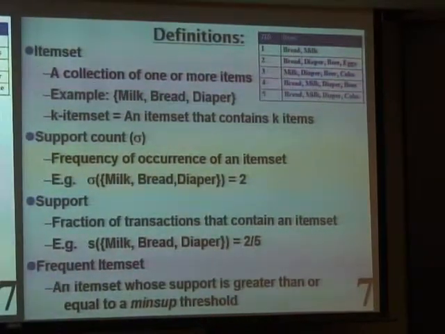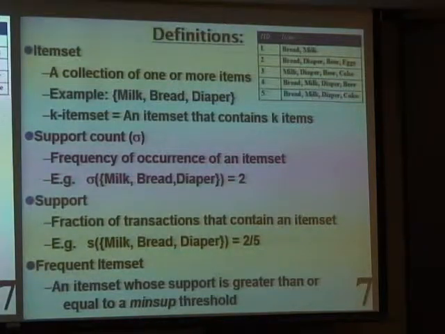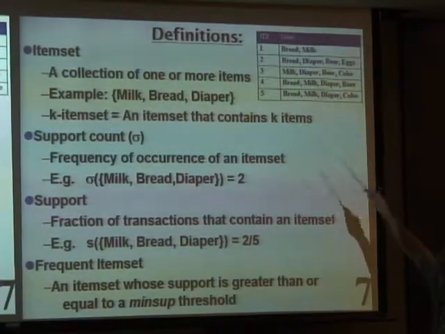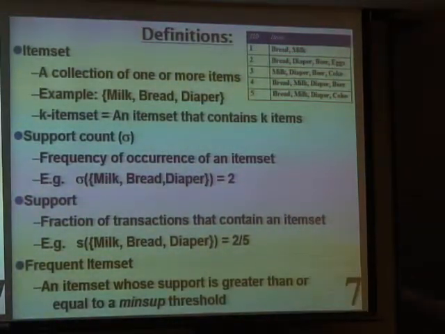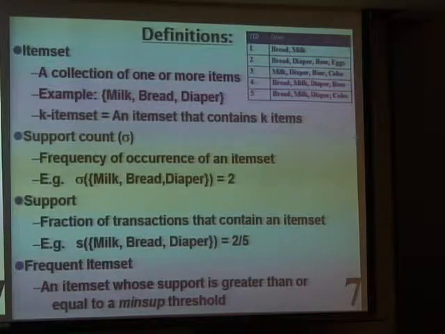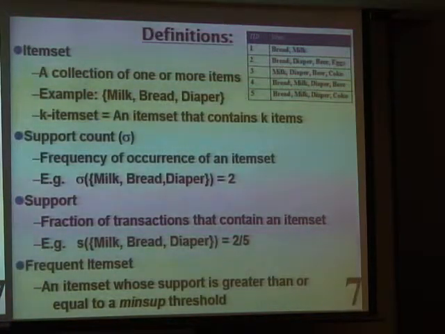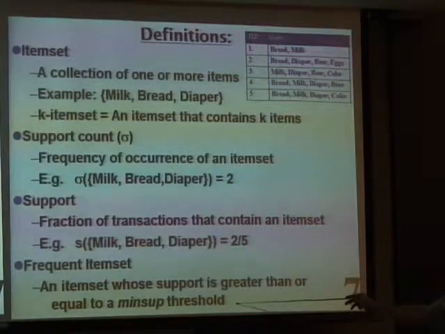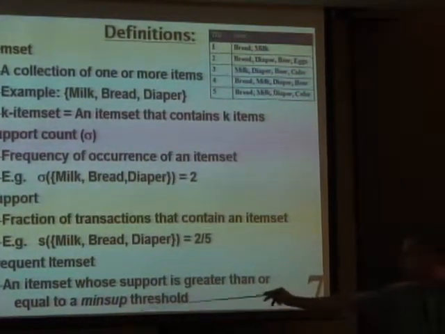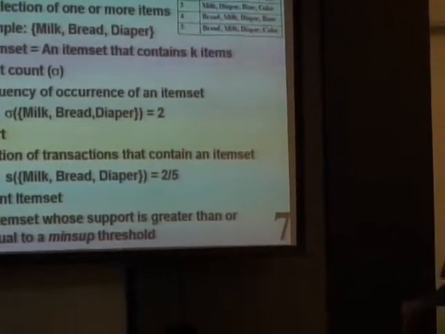The support count is basically how often that item set occurs in absolute terms. So milk, bread, diaper is in the last two transactions, so its support count is 2, but its support is 2 out of 5, because 2 out of the 5 transactions contain milk, bread, diaper. And then a frequent item set is one of the item sets which have sufficiently large support, and we pull those out. The min support is your minimum support threshold.